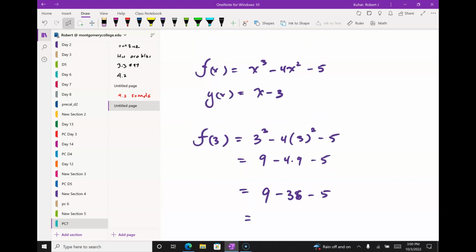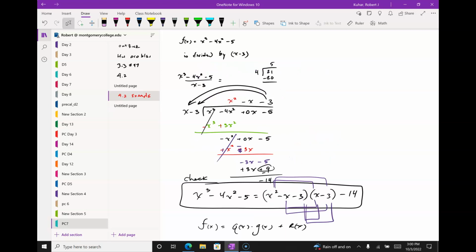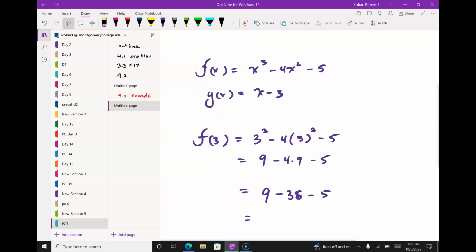Wait a minute, I screwed up somewhere. Sorry, 1 second. Oh, 3 cubed is not 9, it's 27. Sorry. Right, so what do I get? I get negative 14. What is negative 14 from the problem I just did? It's the remainder. So I can evaluate a function at a point and get the remainder from long division. That's crazy.